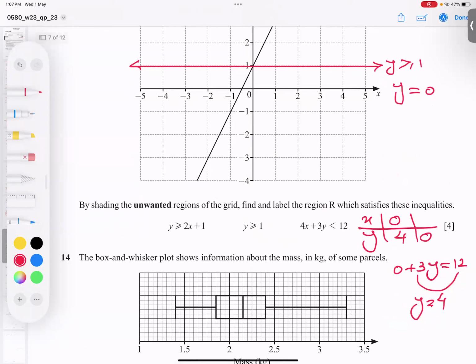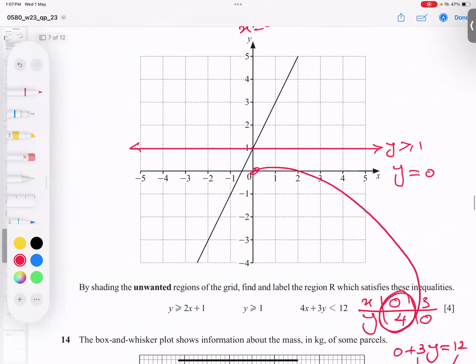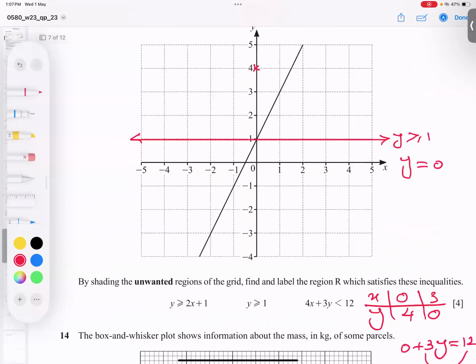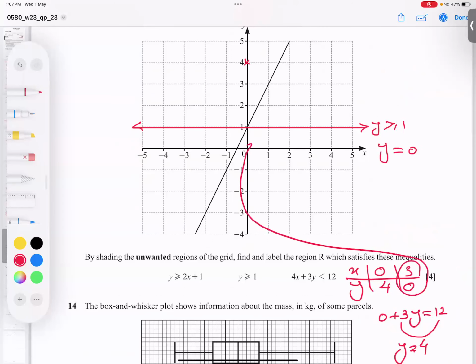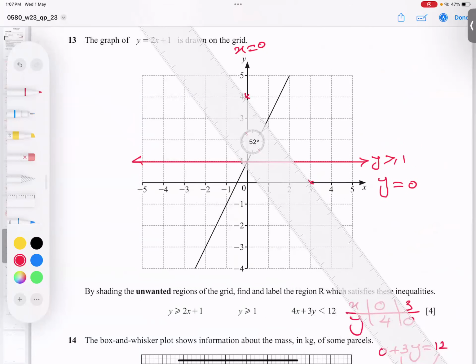Or I can plug in y is 0. When I plug in y is 0, this is gone. So 4x is divided into 12. So 4 goes 3 times, 3 fours are 12. I got 3. Now I'm going to plot (0, 4): (0, 0), (0, 1), (0, 2), (0, 3), (0, 4). And what about this? (0, 0), (1, 0), (2, 0), (3, 0). I will take a ruler and join them. So I believe you understand the concept.